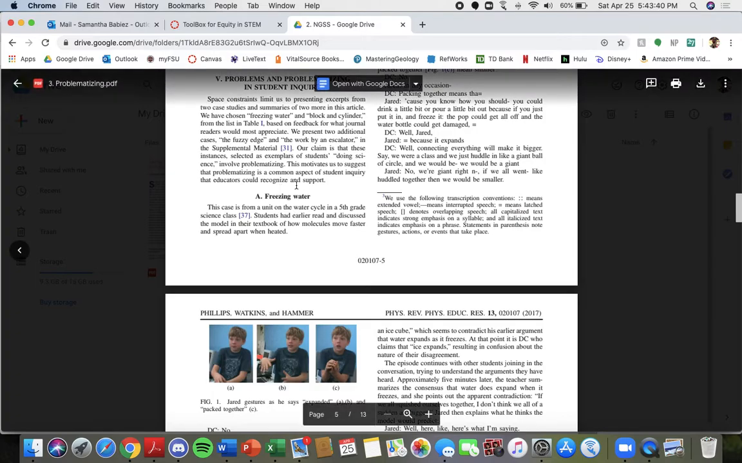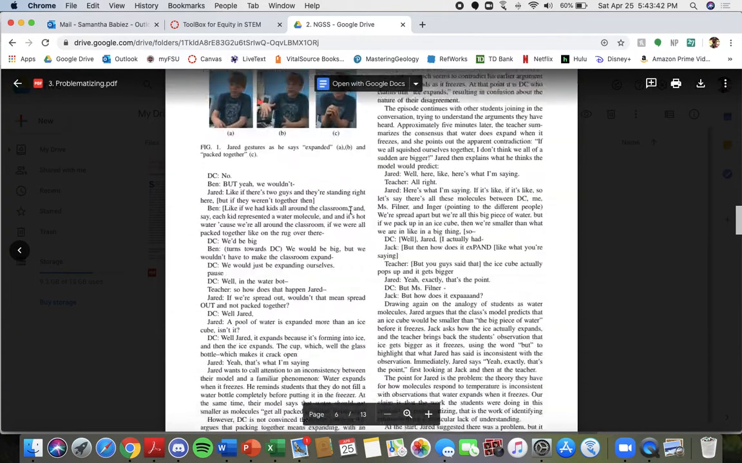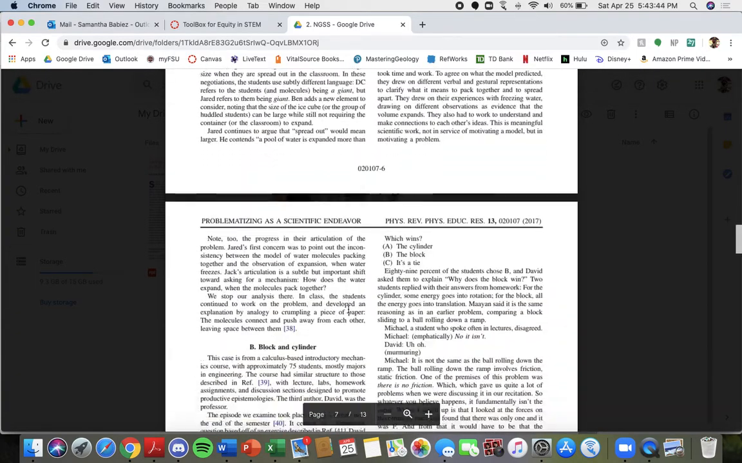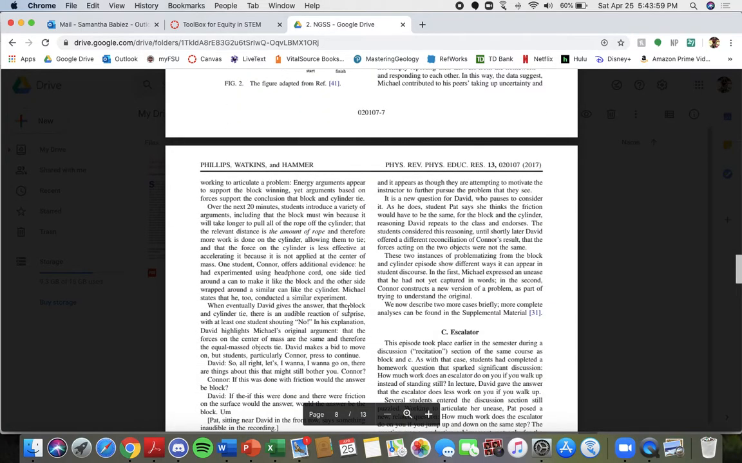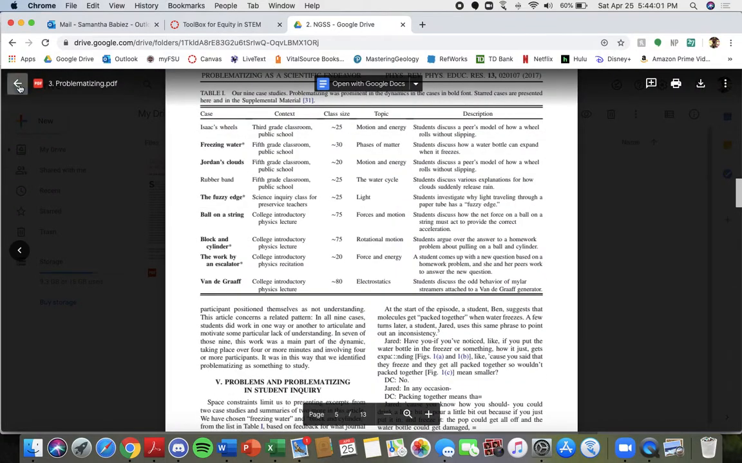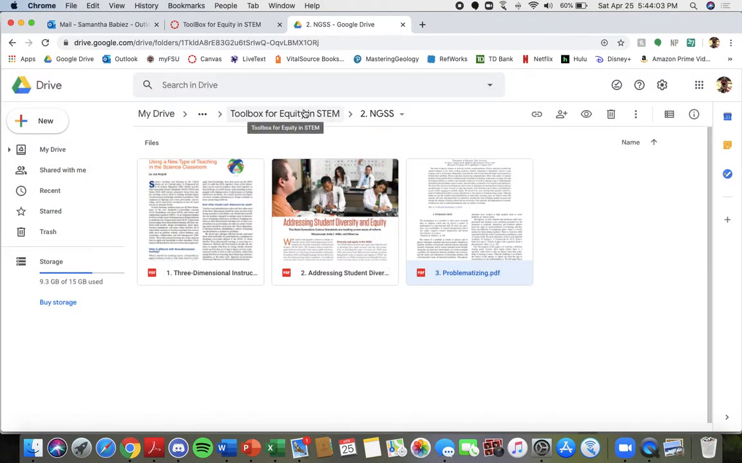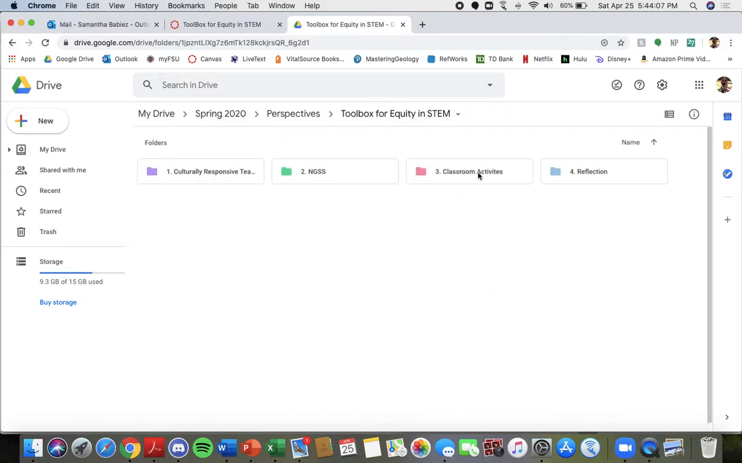And it does have this nice dialogue in here as well that we talked about in class, that you can go back and reference and see concrete examples of problematizing. That way, you can know if you are facilitating that for your students in your classroom or not, based on what this article is talking about. So that's the NGSS folder, pretty sweet and to the point.